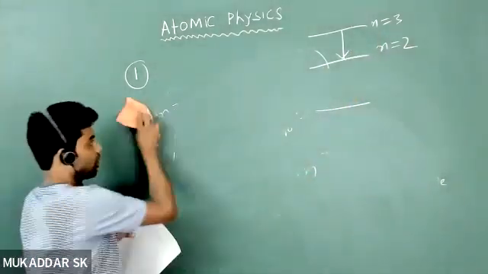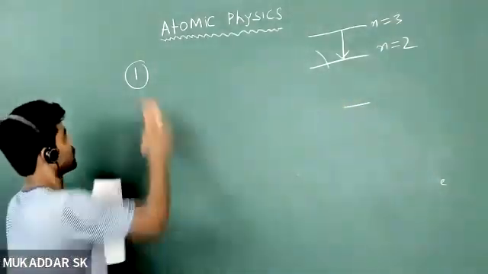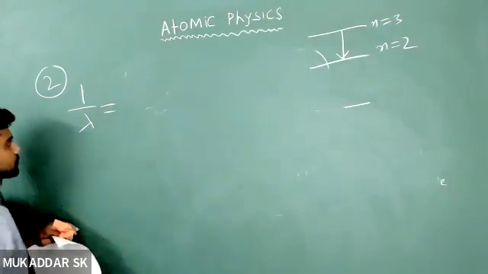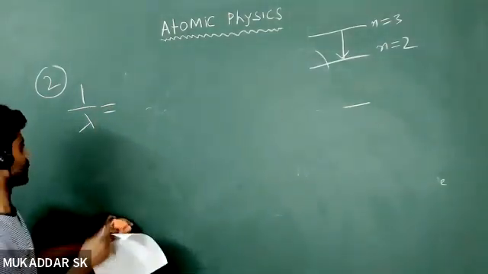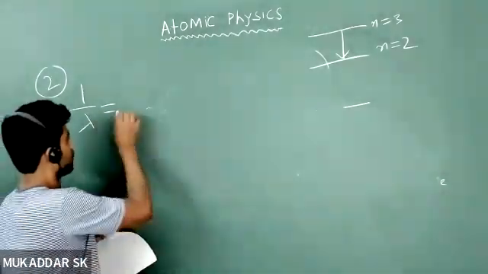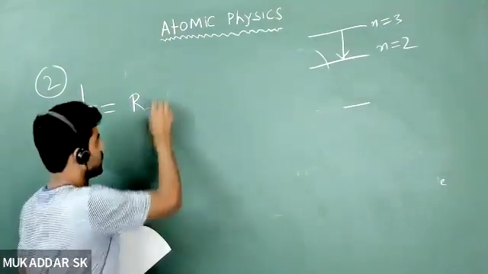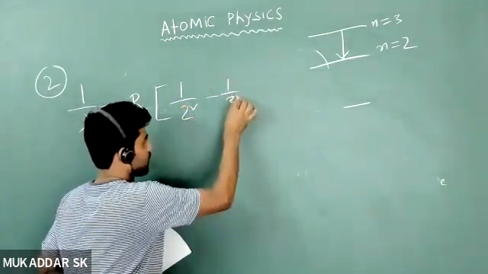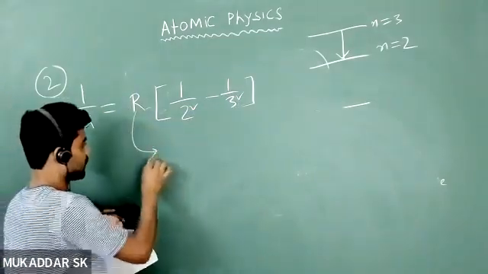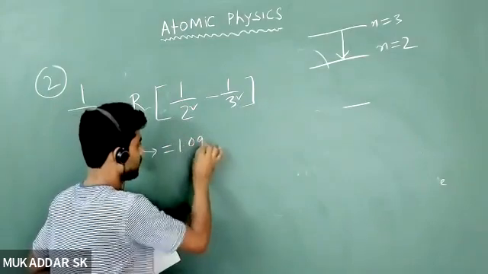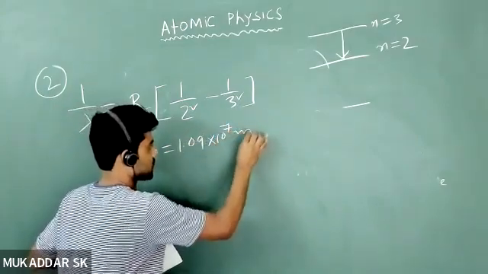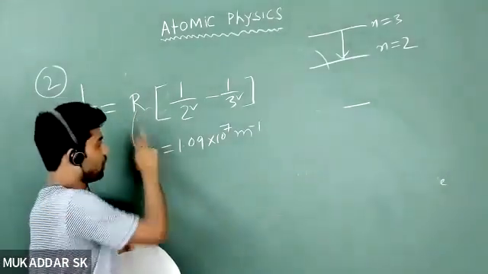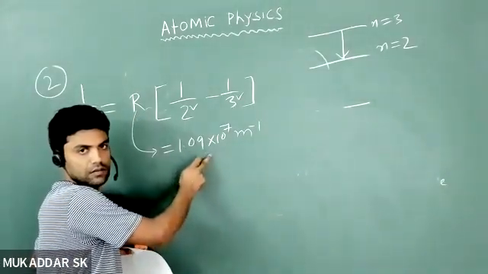And you know that formula, if you remember. So this will be your second problem. Let us calculate first for the hydrogen atom. For the hydrogen atom, the first line of the Balmer series will be 1 by lambda equals R times 1 by 2 square minus 1 by 3 square, where R is the Rydberg constant and its value is 1.09 into 10 to the power 7 meter inverse.